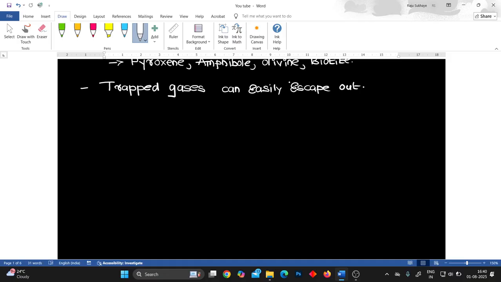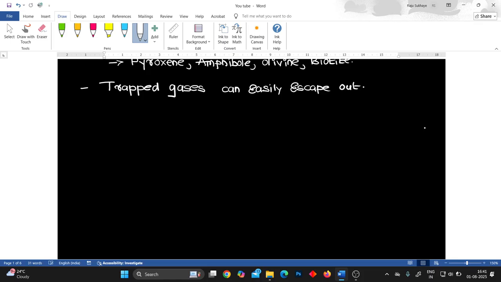Why is it happening? Because it is having less concentration of silica, that is less than 52%. Because of this less concentration of silica, it has resulted in low viscosity, and this low viscosity allows the gases to easily escape. So this is the relationship they are having. That is the reason why these gases easily escape out. This was not the condition in the acidic magma because there the silica concentration was more.